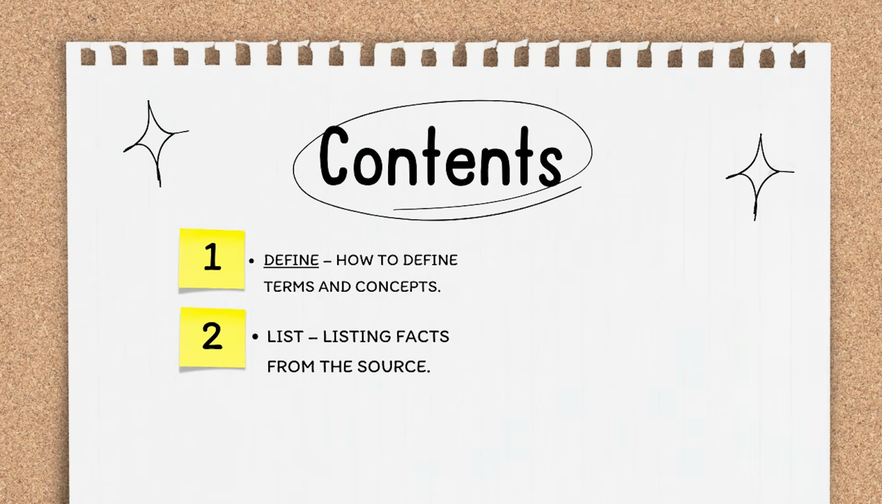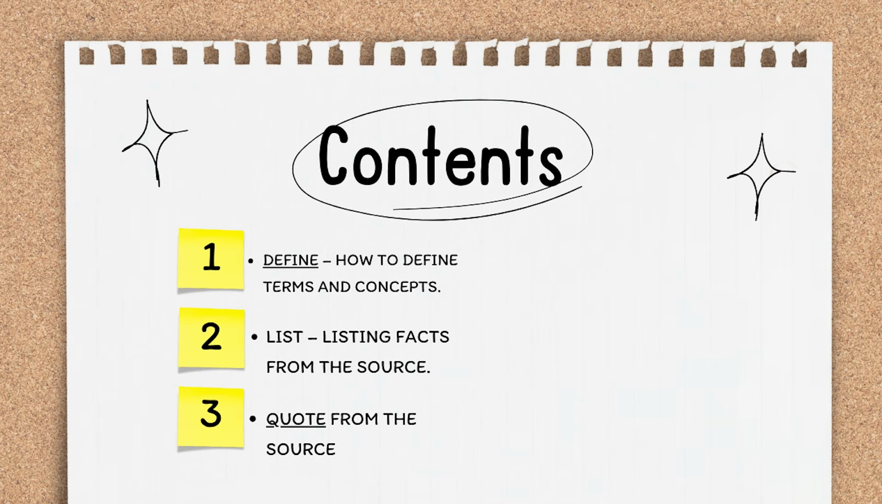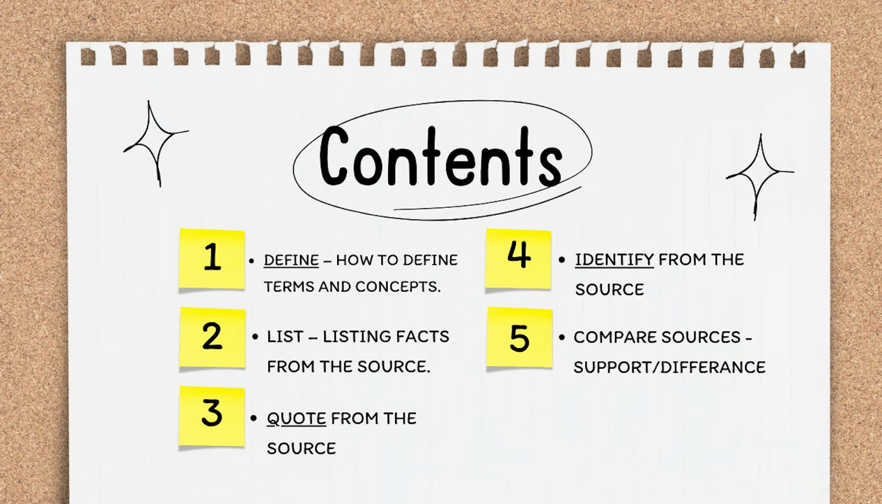The second thing I'm going to show us is how to list. And I know it may sound simple, but some people actually have a challenge with that. Thirdly, I'm going to show you how to quote from a source. And the fourth one, how to identify information from a source. Some people confuse the two. Lastly, we're going to look at comparing sources.